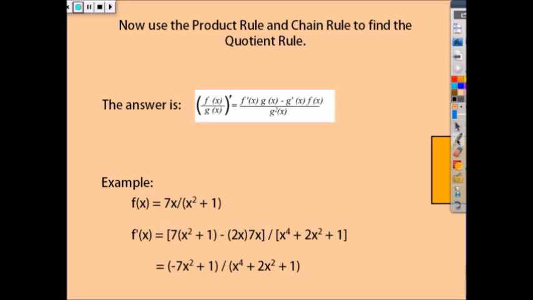For example, the derivative of 7x divided by x squared plus 1 is 7 times x squared plus 1 minus 2x times 7x, divided by x to the 4th plus 2x squared plus 1, which totals negative 7x squared plus 1 divided by x to the 4th plus 2x squared plus 1.